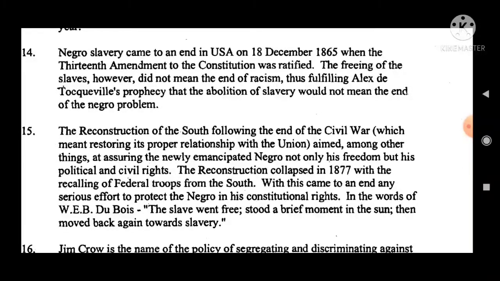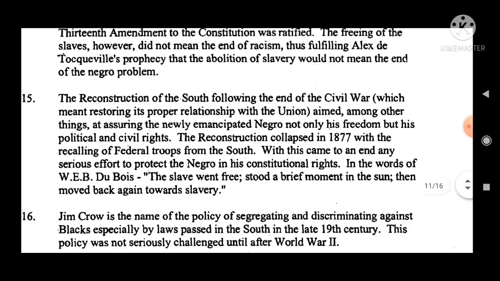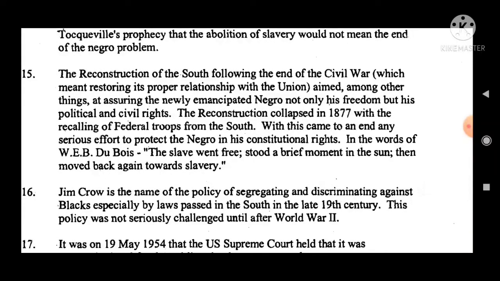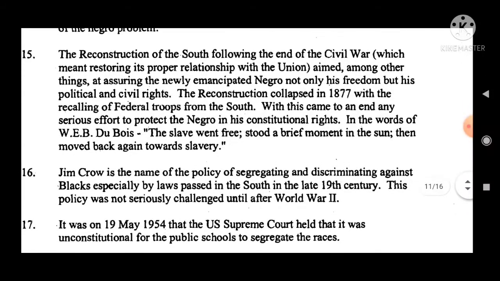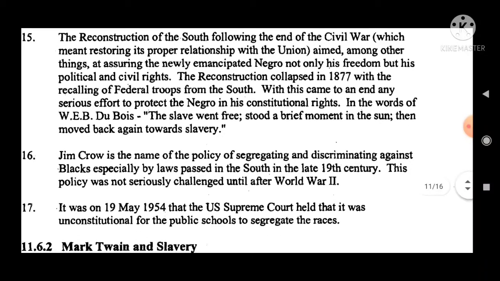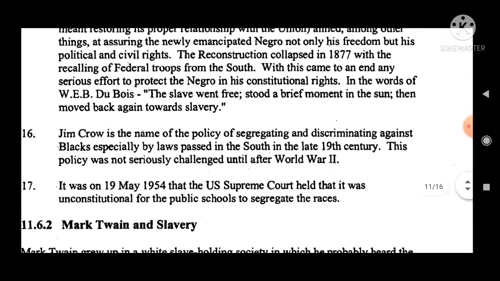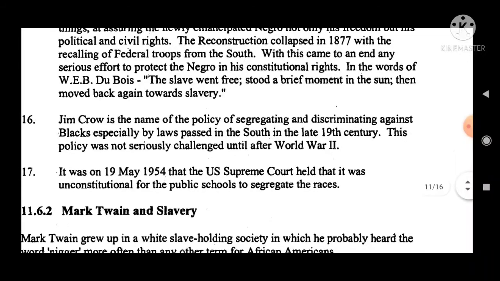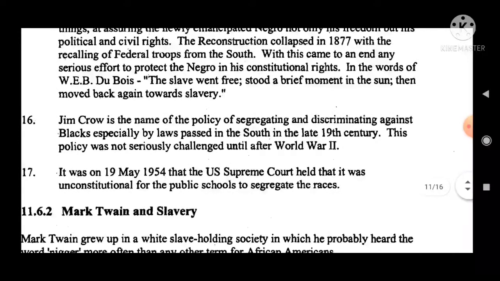Tocqueville's prophecy that the abolition of slavery would not mean the end of the Negro problem. The reconstruction of the South following the end of the Civil War, which meant restoring its proper relationship with the Union, aimed, among other things, at assuring the newly emancipated Negro not only his freedom but his political and civil rights. The Reconstruction collapsed in 1877 with the recalling of federal troops from the South. With this came to an end any serious effort to protect the Negro in his constitutional rights.